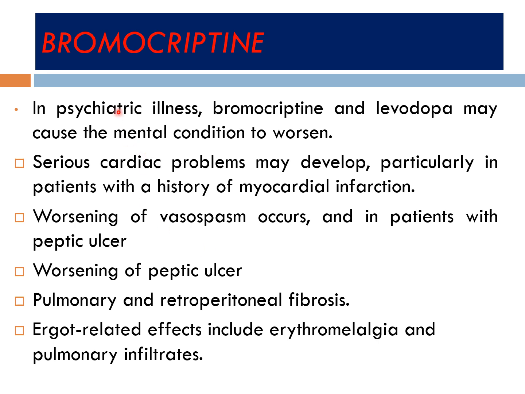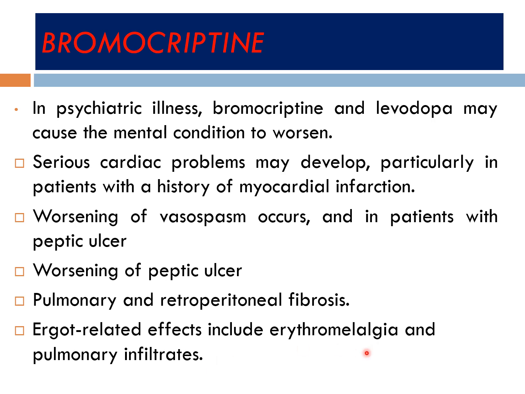So in psychiatric illness, bromocriptine and levodopa can worsen the condition. So both are contraindicated. Similarly, in cardiac issues, it can precipitate MI, so we need to be very careful. And there can be worsening of vasospasm, and in peptic ulcer, there can be worsening of the condition. It can also lead to pulmonary and retroperitoneal fibrosis. Since it is an ergot-related compound, it can also cause erythromelalgia and pulmonary infiltrates.